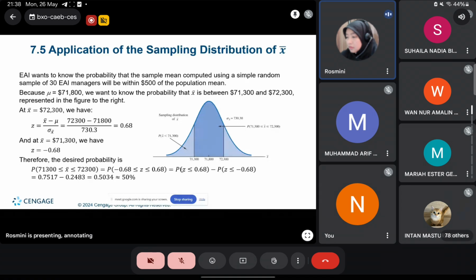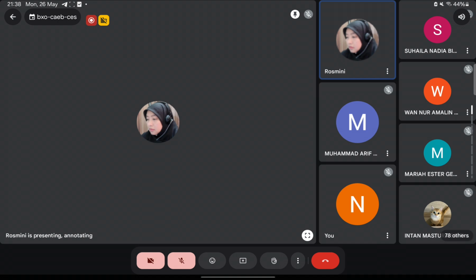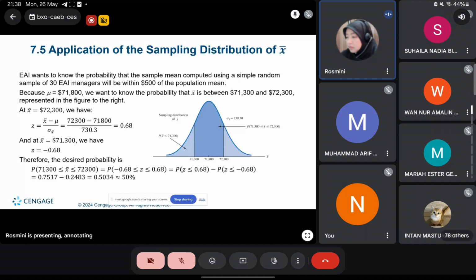If you randomly took out 30 managers and calculated the average income, the probability that the average income falls within 71,300 and 72,300 is 50%. There is a 50% possibility that it will fall within that range. So that is the answer, worth 3 marks.